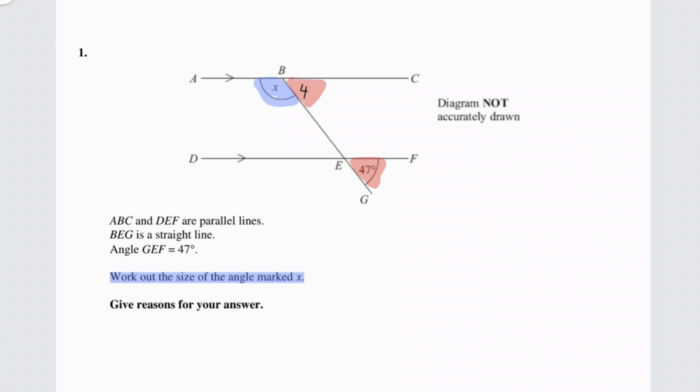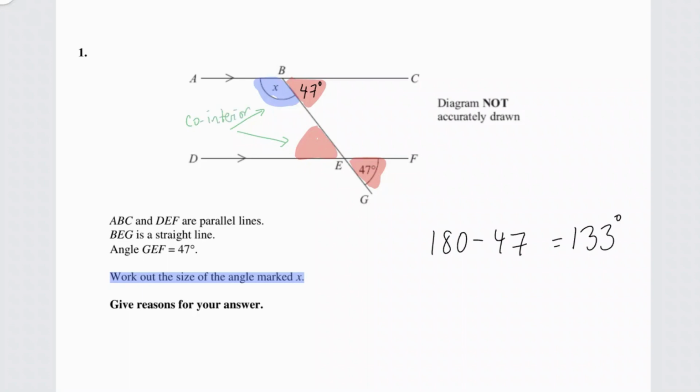So now that we know that, we can figure out X, because X will be 180 take away 47, because we've got a straight line there, and those two angles on the straight line will add up to 180. So X is 133 degrees. Other ways we could have got that: we could also have known that this angle here was 47. Therefore, these angles are co-interior and they sum to 180. Lots of ways of knowing it.